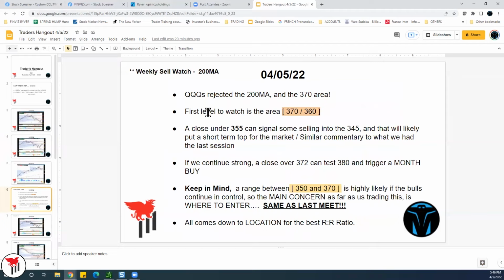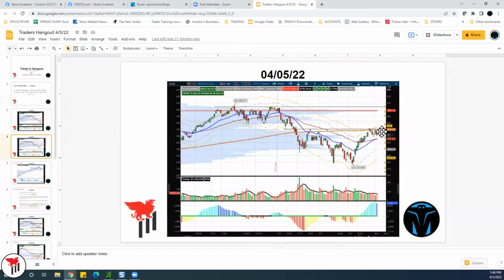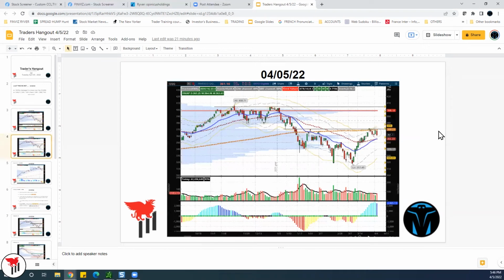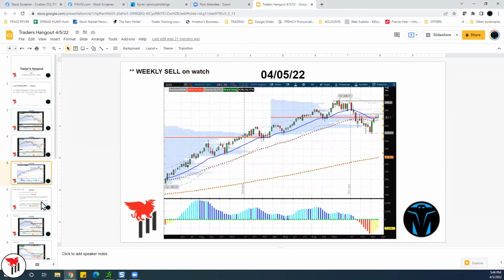So the first level to watch is the area 370, 360. That's exactly where we are, right? That's the move we did today, 370, 360. That's going to be our little range right here. Once we start breaking 355, 345, then we likely put in a short term top to the market. Similar commentary to what we had in the last session. Again, I don't want to go and do the same thing in here. Even if you're in an uptrend, it can go up, down, and up. That's what uptrends do. They don't go up forever. They don't go up in a straight line, right? So that's where we have.